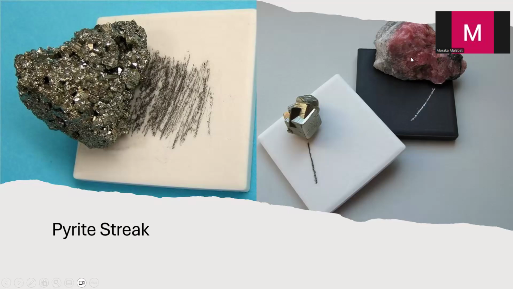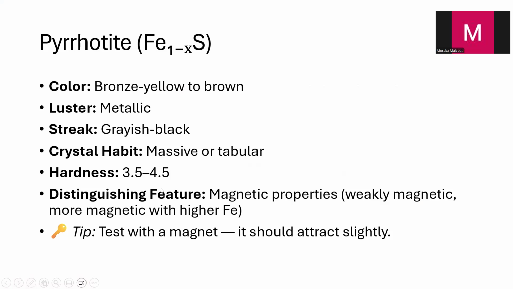Never mind this one, this is the rhodochrosite. I just wanted to show you this dark streak. But like I said, the streak of pyrite, compared to the one of pyrrhotite, is still a bit lighter. So basically, that will help you identify the pyrite.